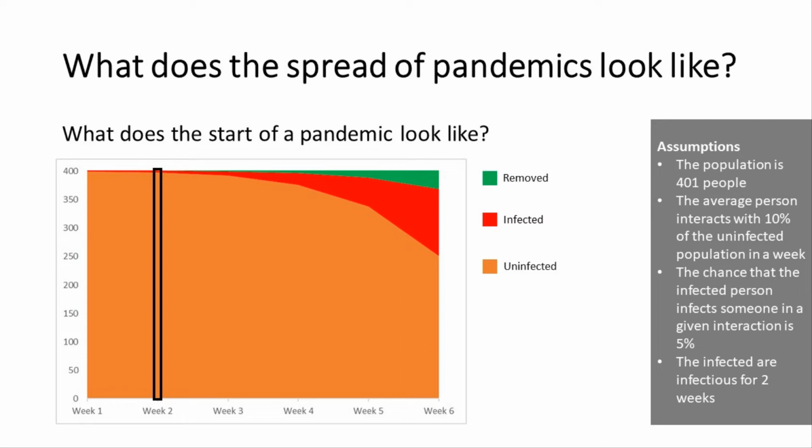We know that the number of infected people there are is actually 3, and then everyone else, all of the orange, is uninfected people. Let's look at a different point in time, say week 5. Now we've got some people that have had the disease and recovered from it. They've been removed from the population. We've got quite a few infected people, but we've still got a decent chunk of the population that aren't yet infected with the disease.